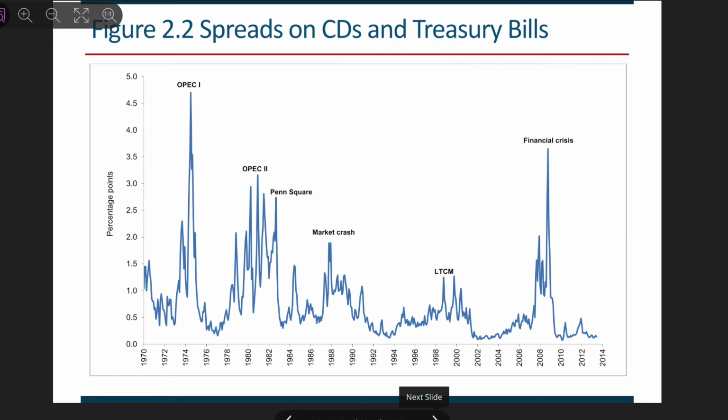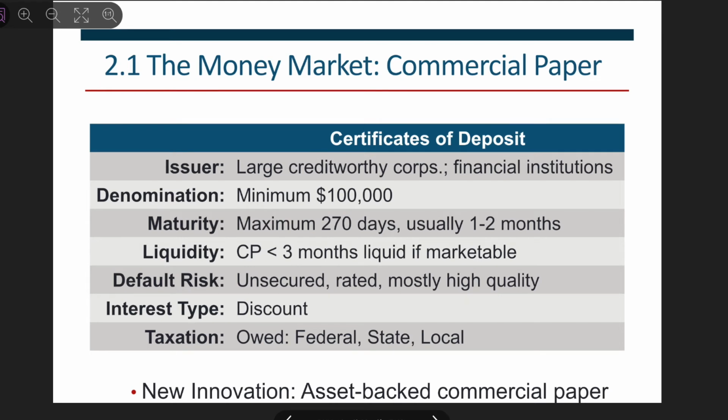Okay, so next we have CP, right? There is a typo right here, not certificate of deposit now, but commercial paper, and we call it CP. So what is the difference between CD and CP? They look very similar, right? We have the certificate of deposit and we have commercial paper.